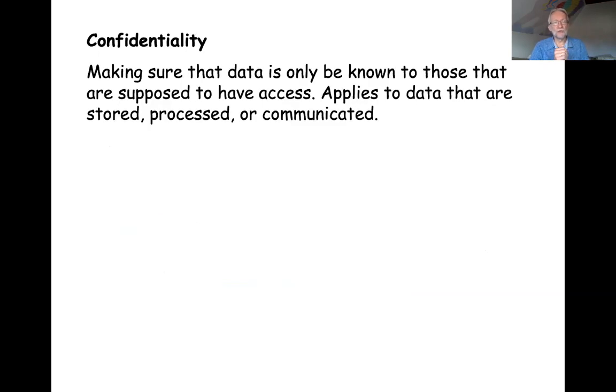So, about those general security objectives: confidentiality, of course, is about making sure that data only becomes known to those that are supposed to have access. And it's important to emphasize this applies to data at all times, whether they're being stored on disk, being processed by the CPU, or being communicated on the internet. And of course, it has to be this way because we don't get to choose when and where we are attacked.